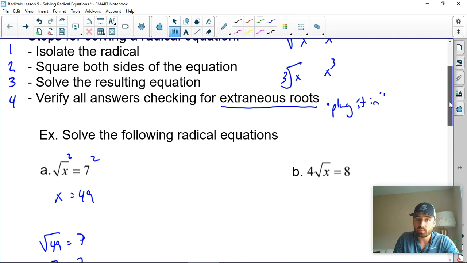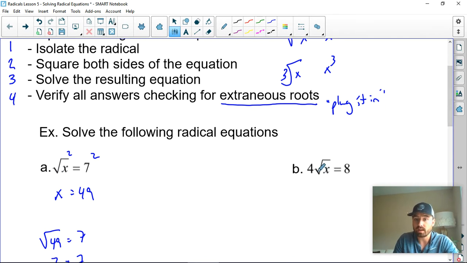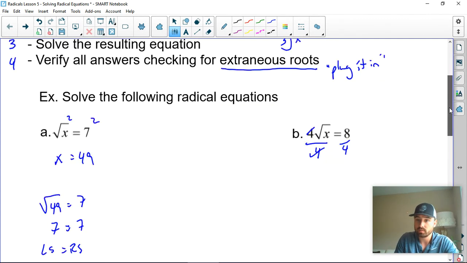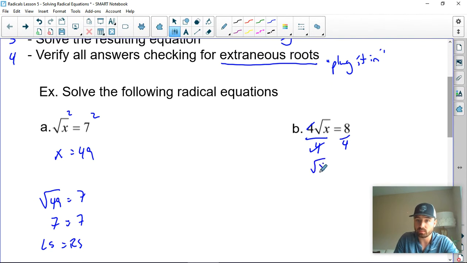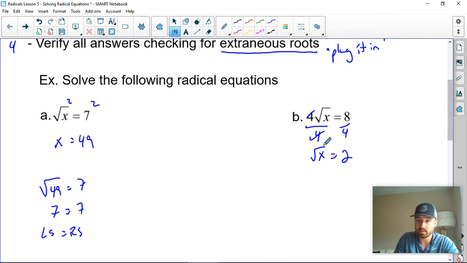Look at a second example here. Now this one, we have to do a step 1. It says isolate the radical. The radical here is not alone. There's a 4. The 4 is multiplying by the radical, so we need to do the opposite. We need to divide both sides by 4. To isolate x, we have the square root of x is equal to 2. And now we can go to step 2, which is square both sides. So we're going to square this side, square this side. We've got x equals 4, and it's solved.